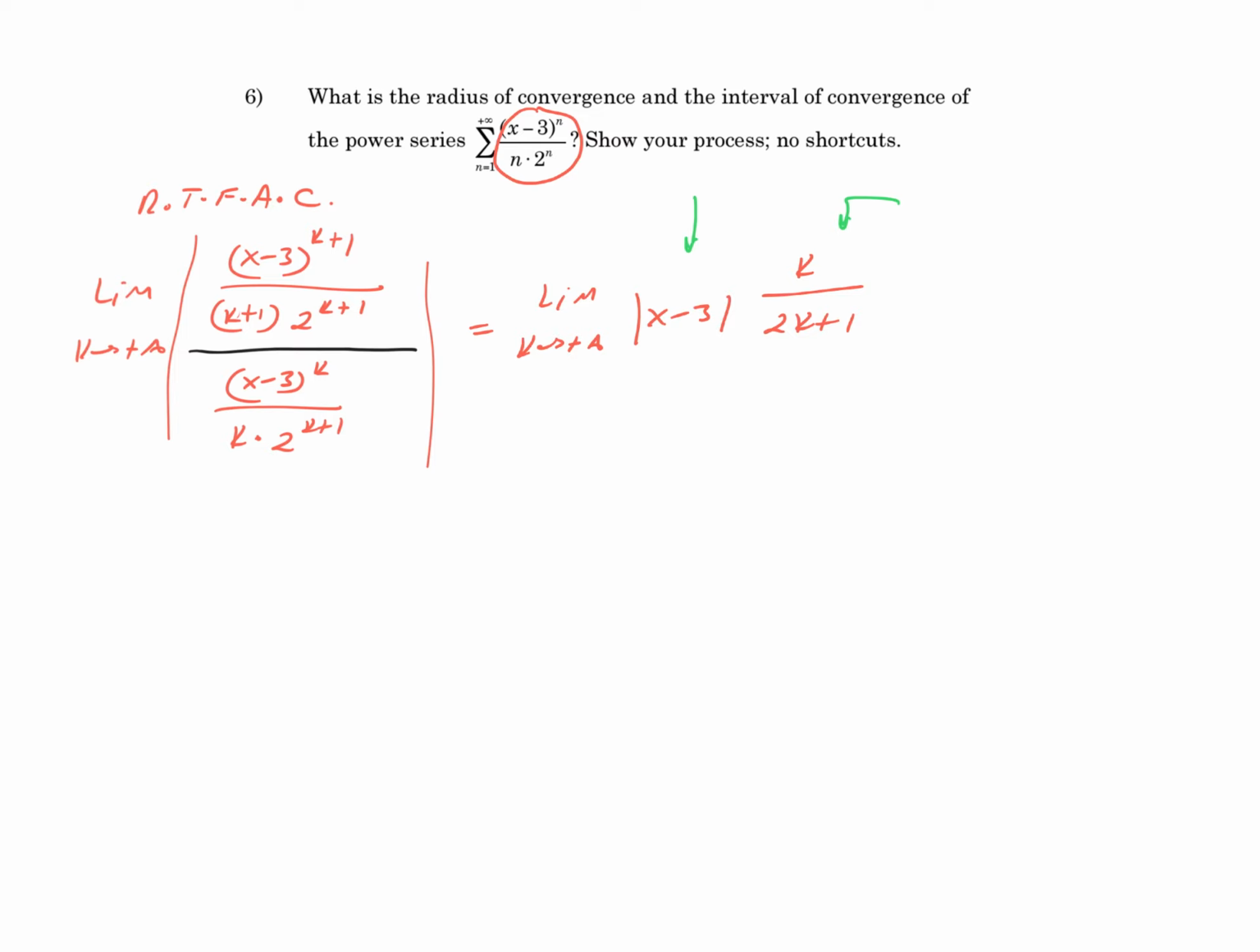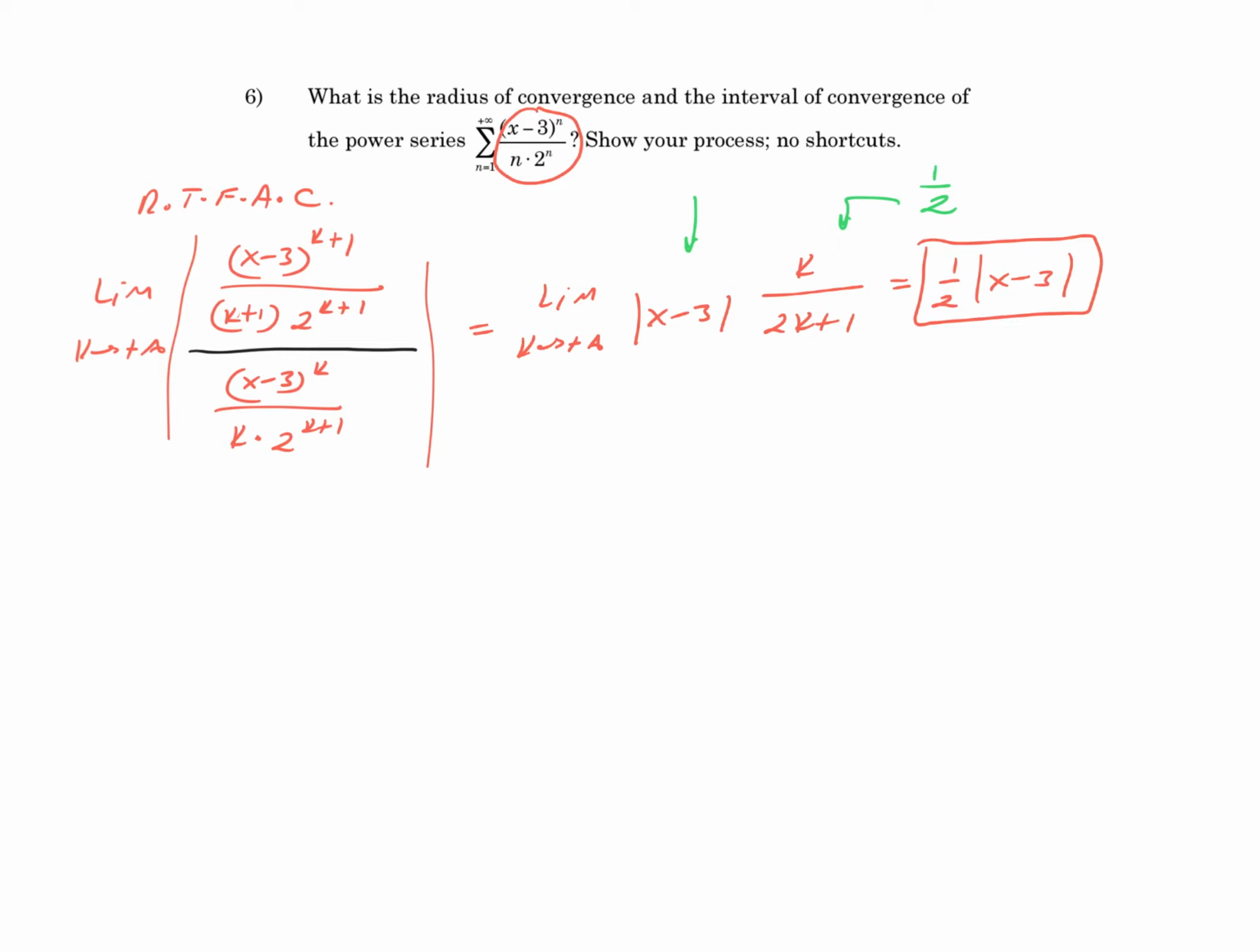So your limit will typically come out to be an absolute value expression in terms of x, which it does. In this case, we know that this limit here is 1/2. So that is part of your limit, 1/2, and then I have x minus 3 absolute value.